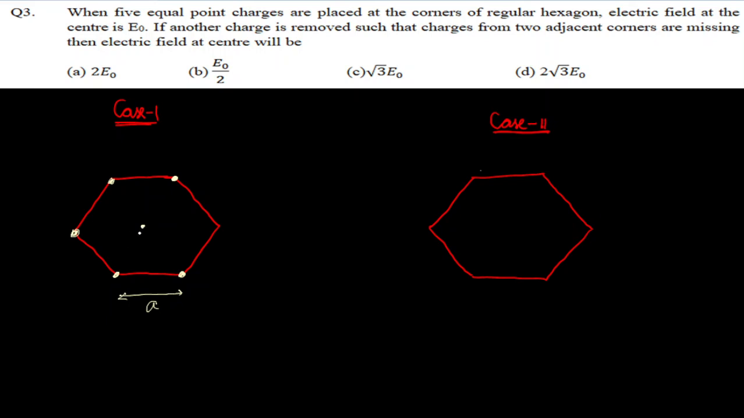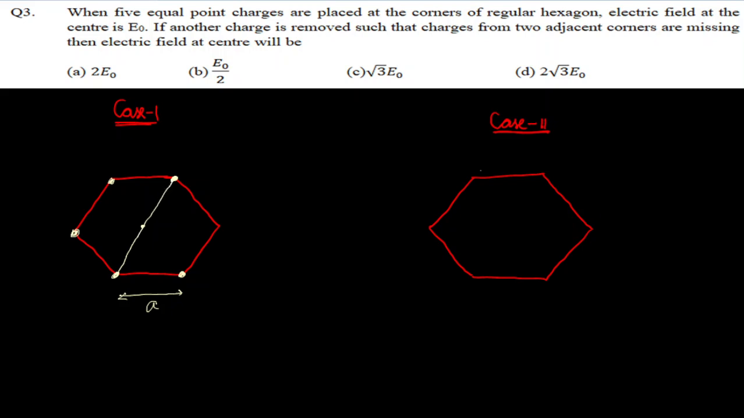Since we have 5 charges, which is more than a single charge, we have to use the superposition principle. And if we want to use the superposition principle, first we have to calculate the electric field because of individual charges. In this case, from figure 1, we can see that this charge and this charge are exactly opposite to each other, and they will create an electric field at the center of the same magnitude, but the directions of the electric field will be opposite to each other.